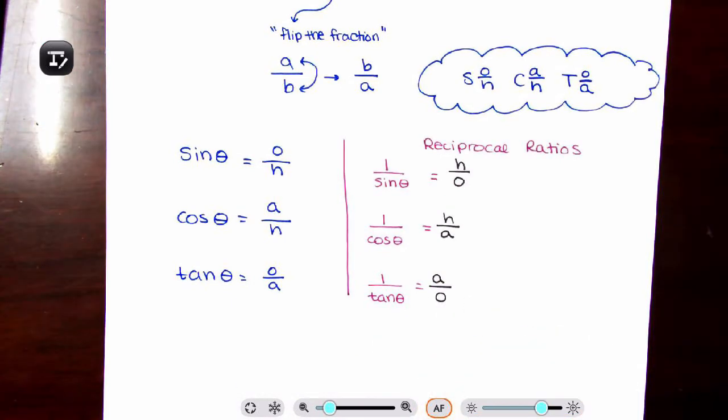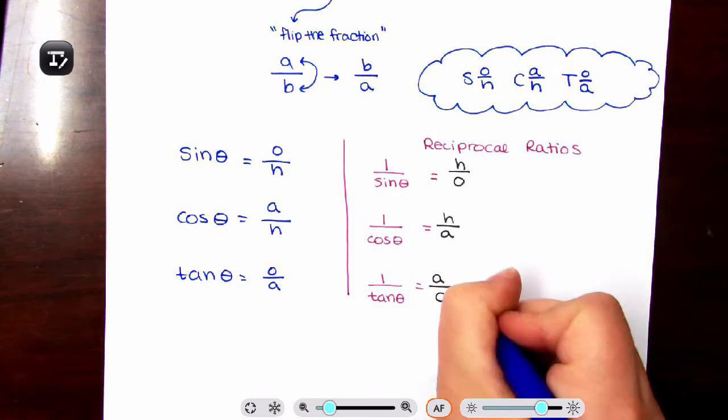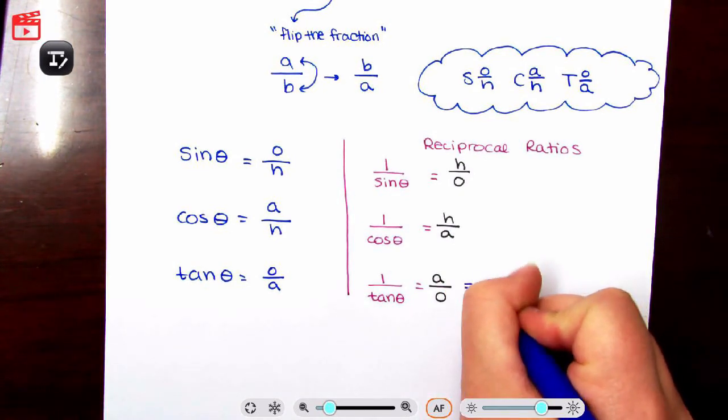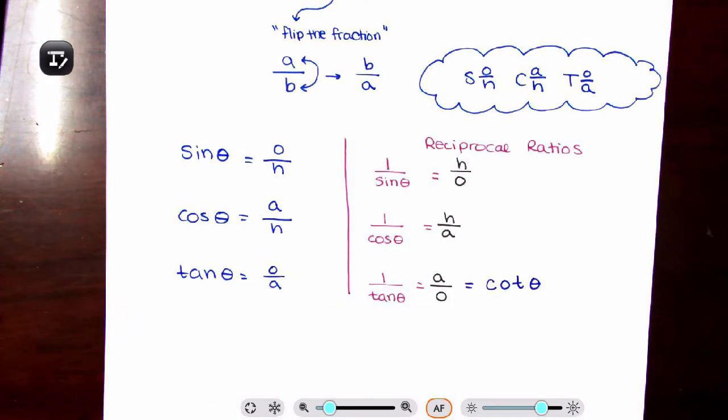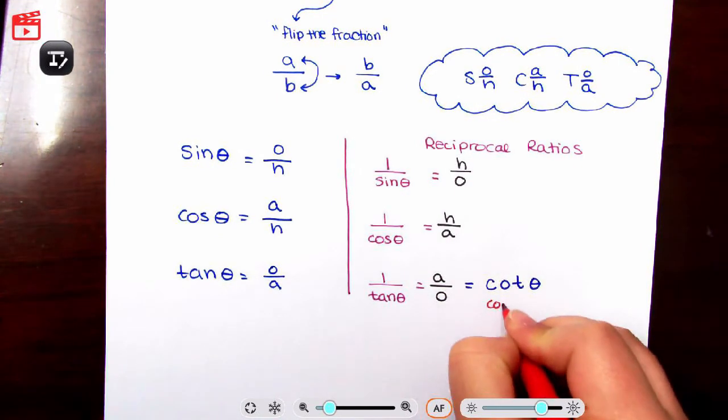Now again, mathematicians are lazy. So if we take the reciprocal, I don't want to say, well, 1 over sine of theta is hypotenuse over opposite. We are actually going to create a new word for that. The easiest one to remember, in my personal opinion, is cotangent. And cotangent is represented as COT. This is pronounced cotangent.